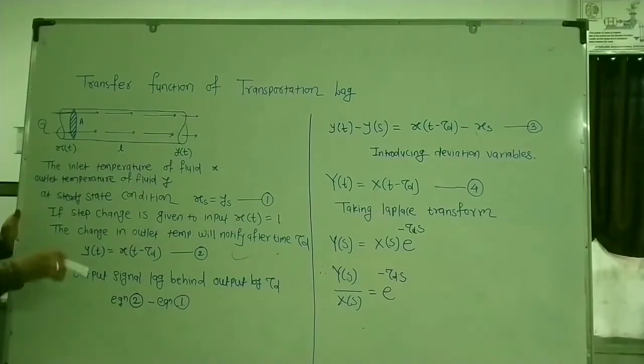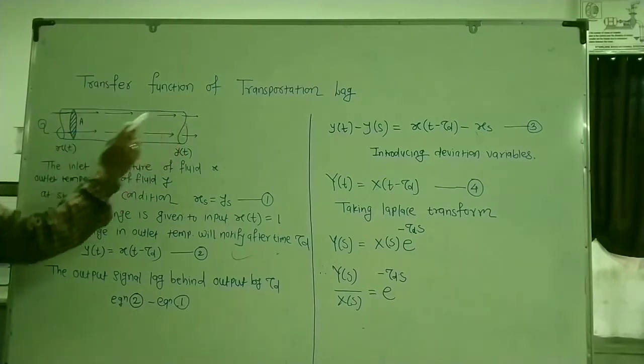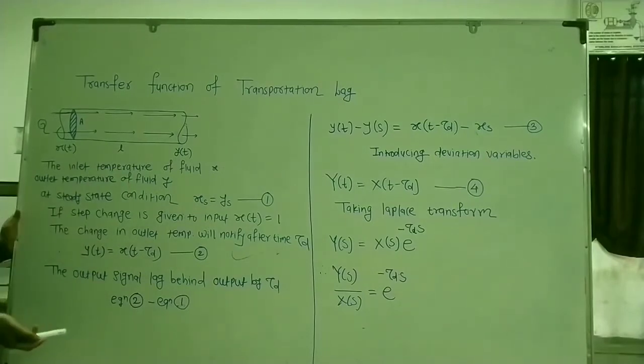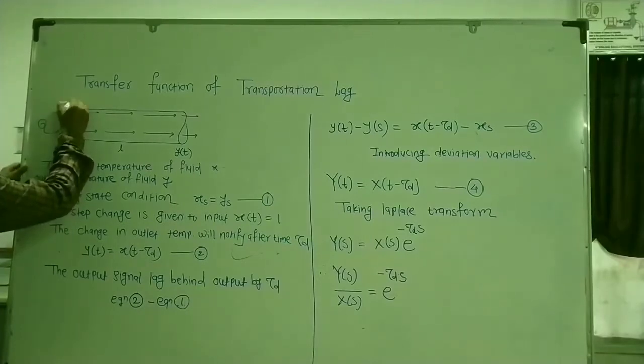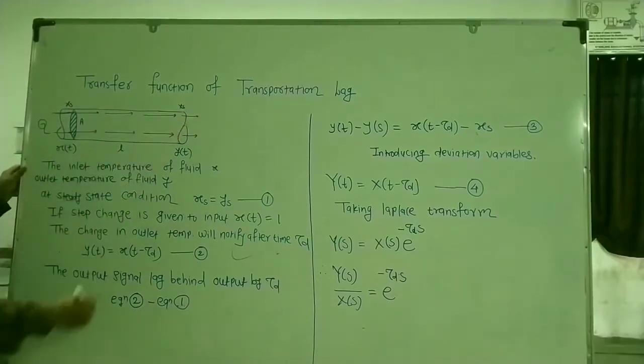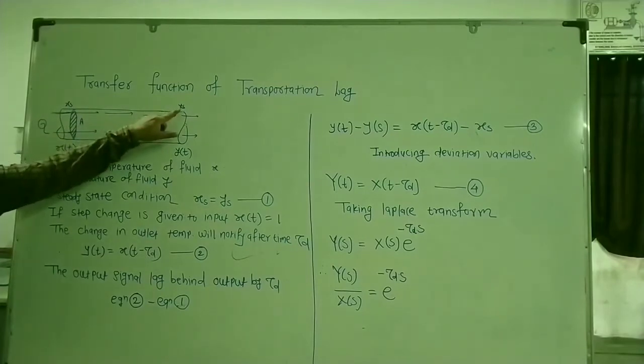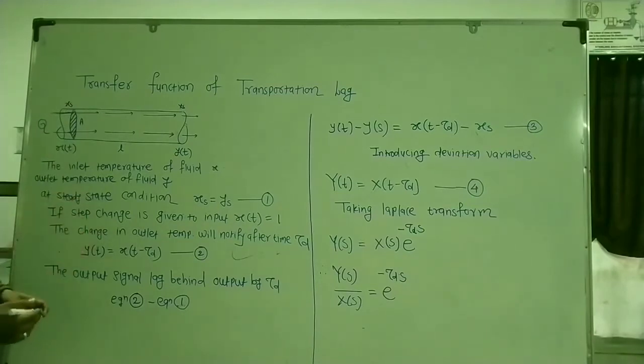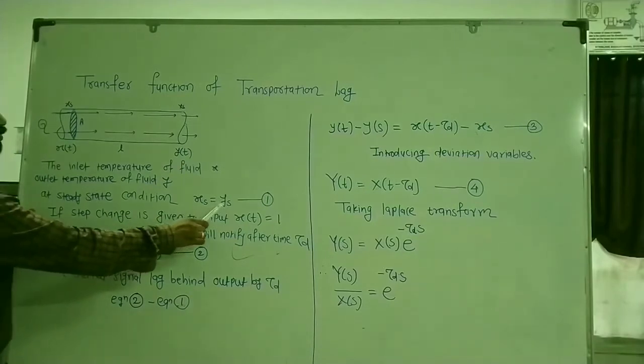Now initially consider the steady state. The fluid is flowing with some volumetric flow rate, and initially the temperature is constant at the inlet and at the outlet. So we call it a steady state. Consider that at steady state the inlet temperature will be x of s, and the outlet temperature will be y of s. Our aim is to determine the changes in the output with respect to the changes in the input, that will be the transfer function. Now at steady state condition, x of s is equal to y of s.